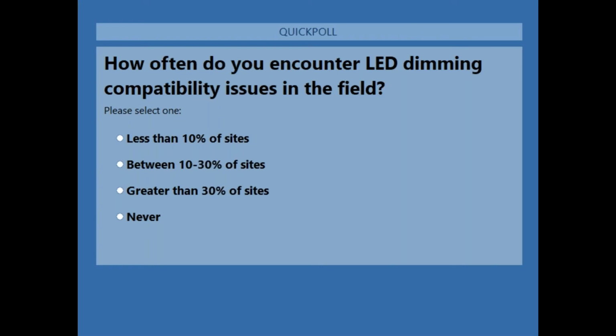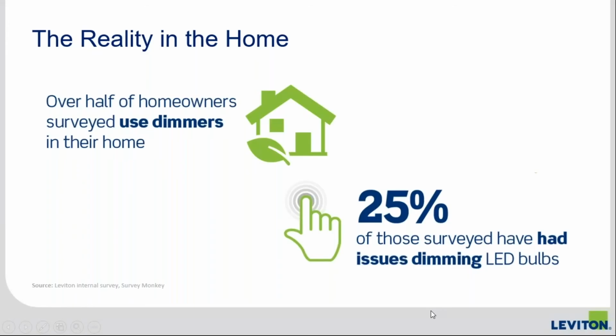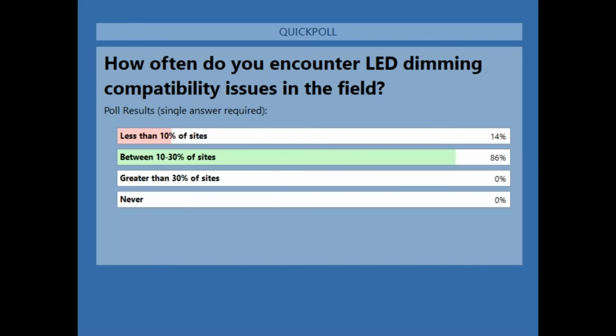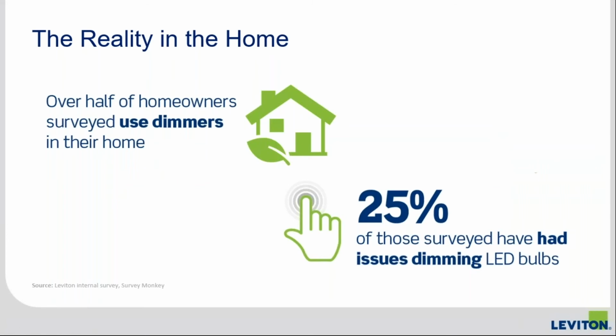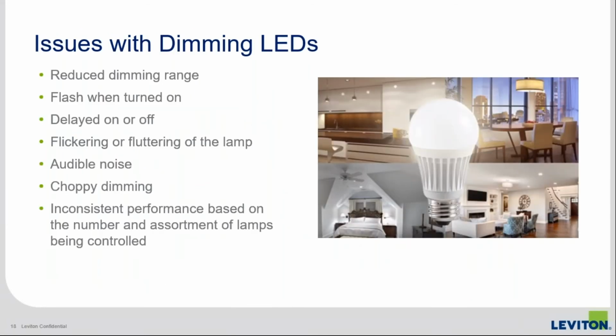So I see a lot of you are voting so far. Thank you so much. I'm going to leave that up for 10 more seconds. And it looks like a good amount of you are having some issues. All right, so let me close this poll and I will share the results with you. All right, Tom, so there you have it. Between 10 and 30% of sites out in the field experience LED dimming compatibility issues. Wow, so that's in line with what end users are seeing, which is very interesting. Absolutely. Thank you to all who voted. Yes, that's great information.